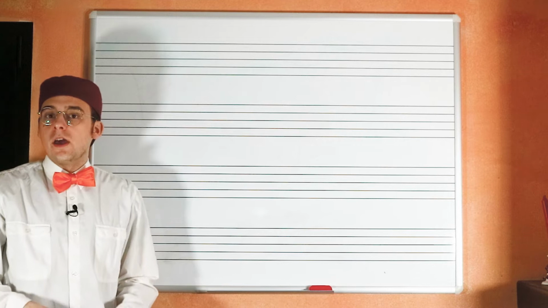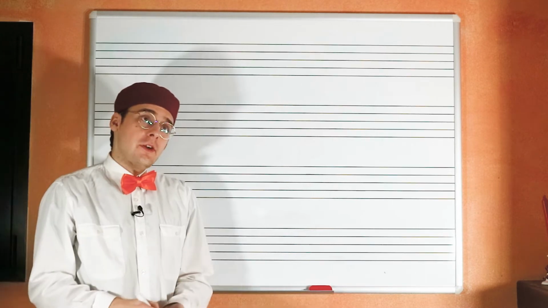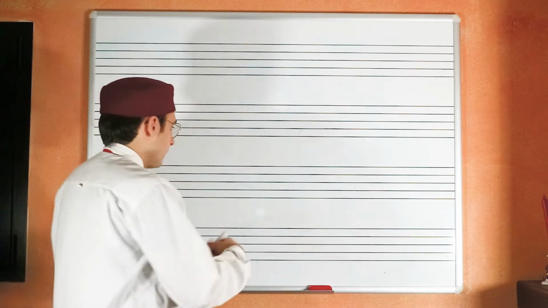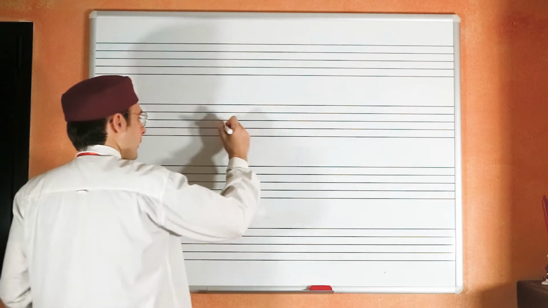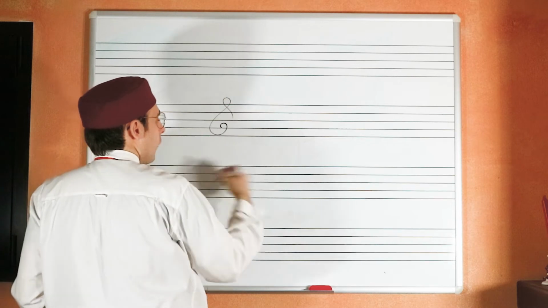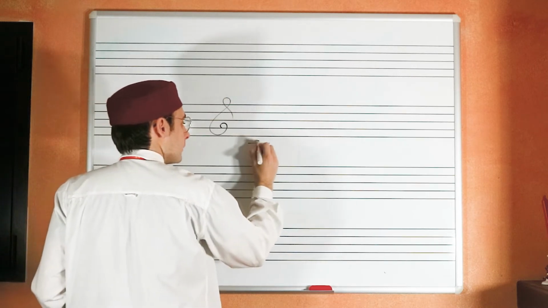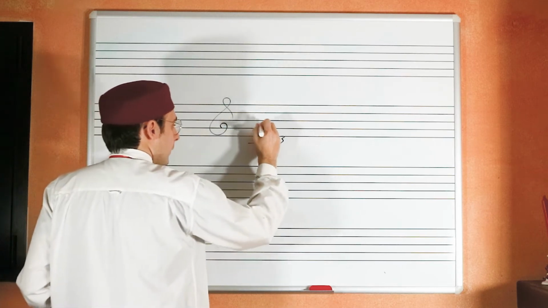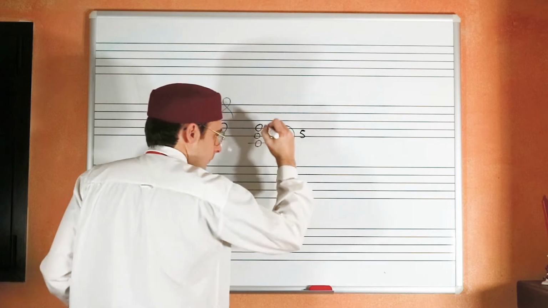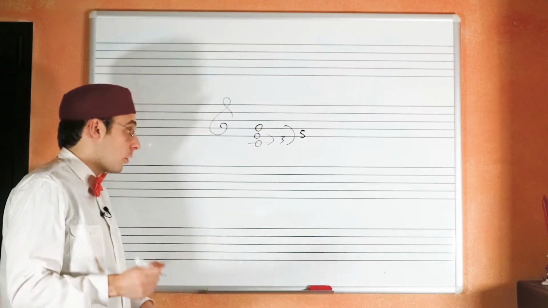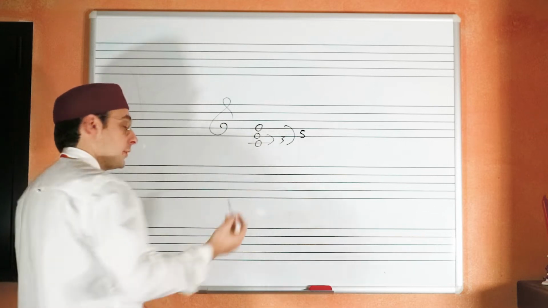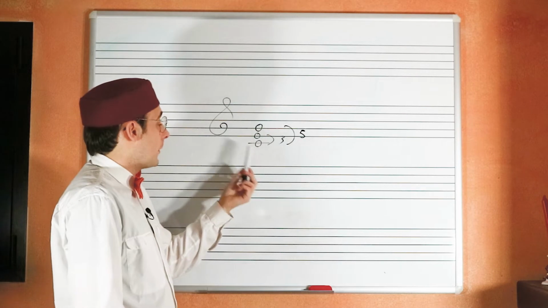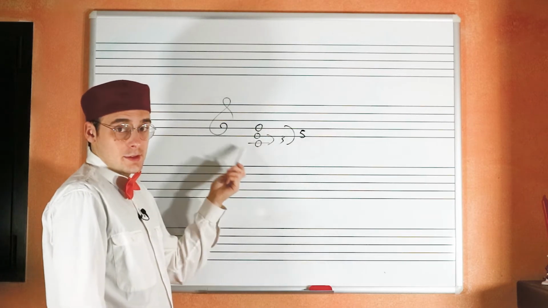Now, let's see the third and fifth chord. The third and fifth chord is the most simple chord. It is composed of a third and a fifth. This is why it is called third and fifth chord. We must calculate the interval starting from the lower note, in this case C.